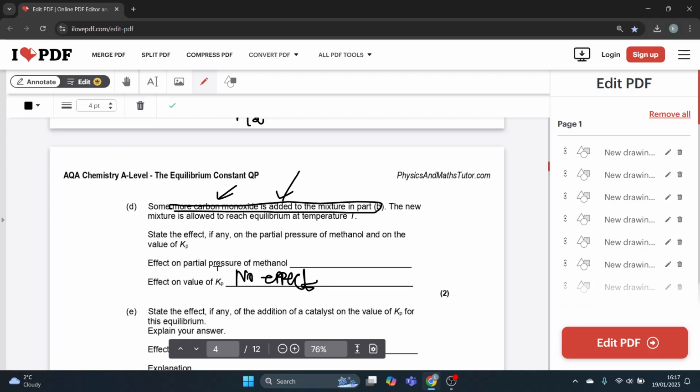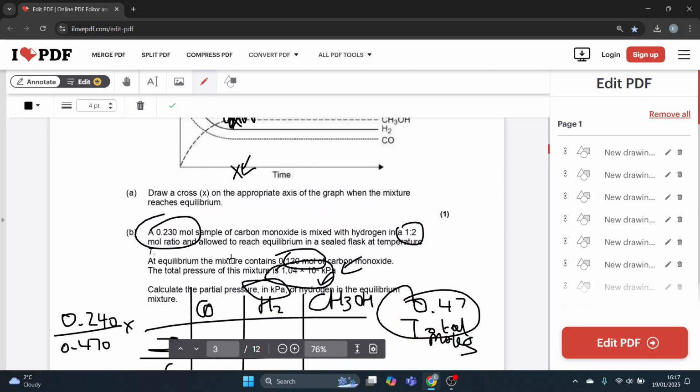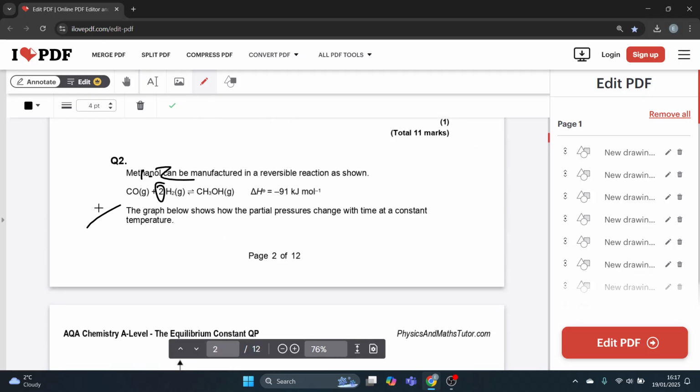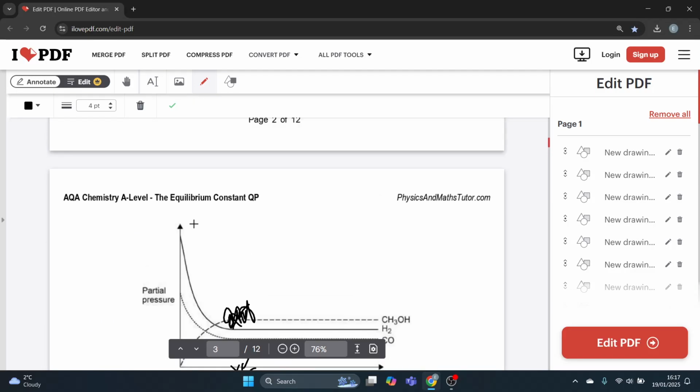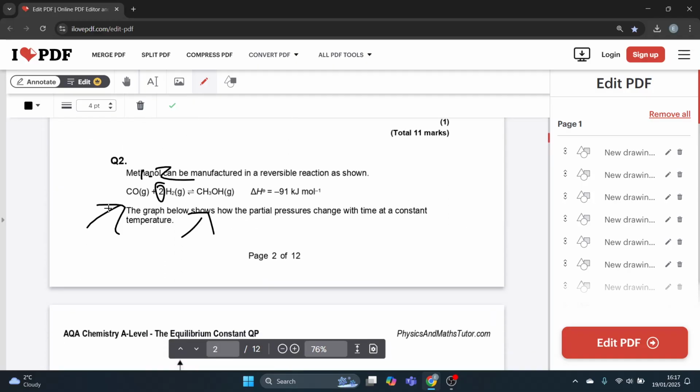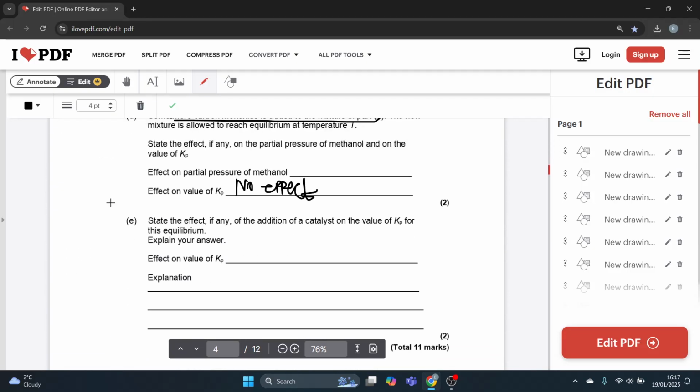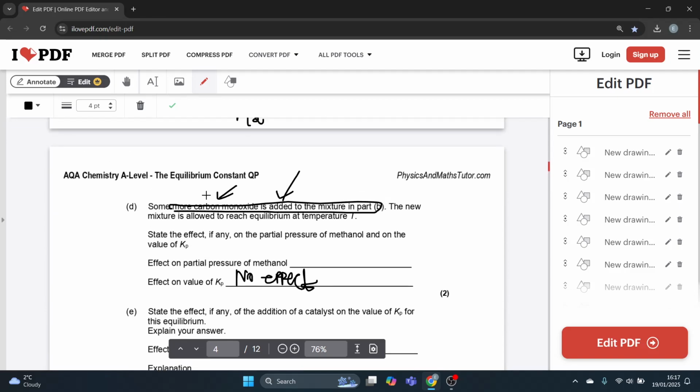Effect on the partial pressure of methanol. Well, if more carbon monoxide is added, so more of this is added, that's also going to increase the partial pressure, because with more carbon monoxide added to the mixture, equilibrium will oppose that, therefore more methanol. If we've got more methanol, we're going to have a higher partial pressure, because methanol's partial pressure is just the mole fraction of methanol times the total pressure. Total pressure is going to stay the same, and the mole fraction is going to increase, therefore the partial pressure increases as well.